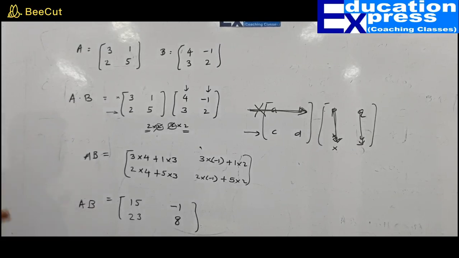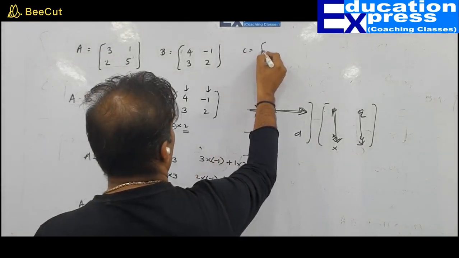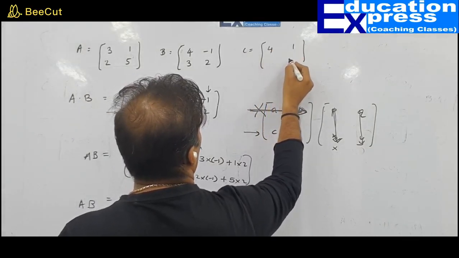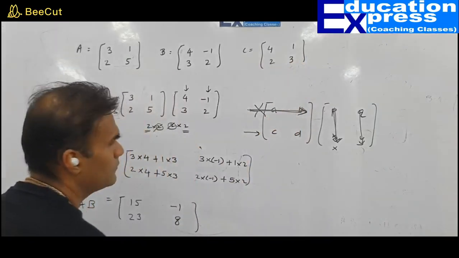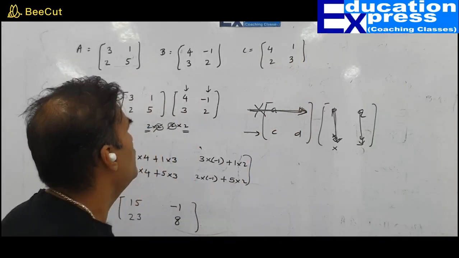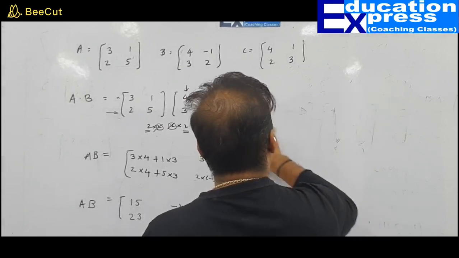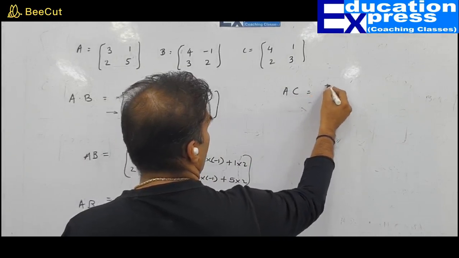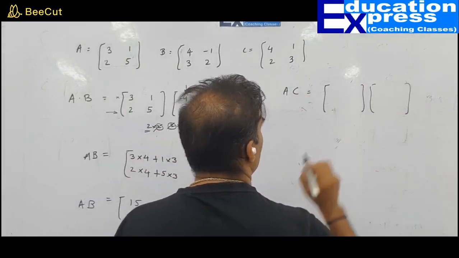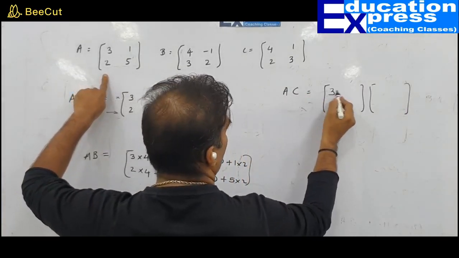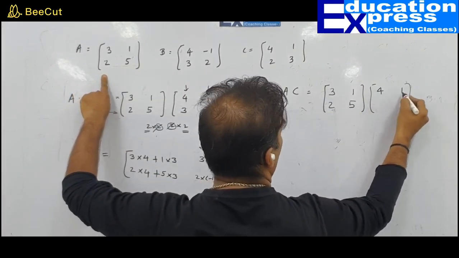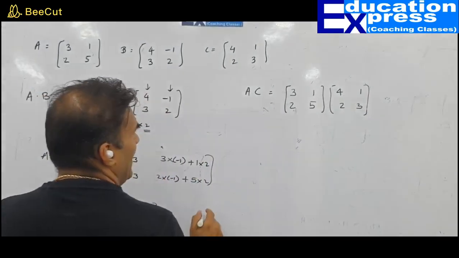Wow. Sir, can you please show us one more time? Of course, yes. Why not? Assume there exists matrix C also, which is 4, 1, 3 and 2. Okay. So how are we going to do this? I want to find out matrix AC. So please bring A and bring C. Matrix A is 3, 1, 2, 5. Matrix C is 4, 1, 2, 3. Whether it will exist or not.